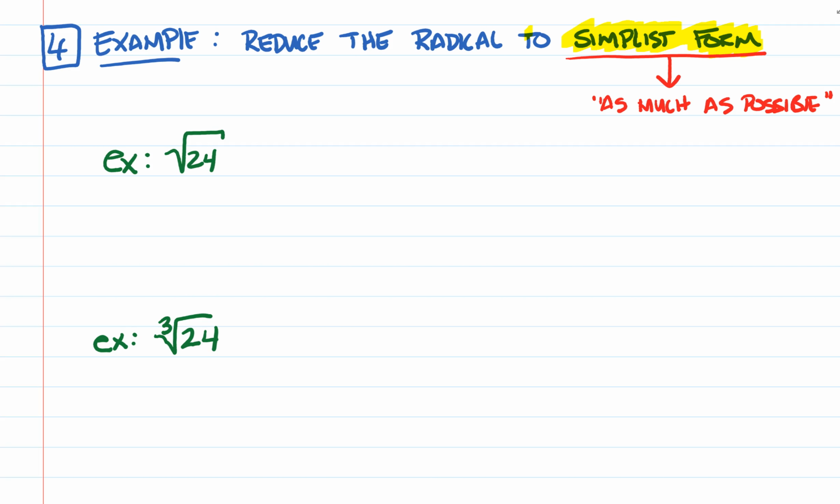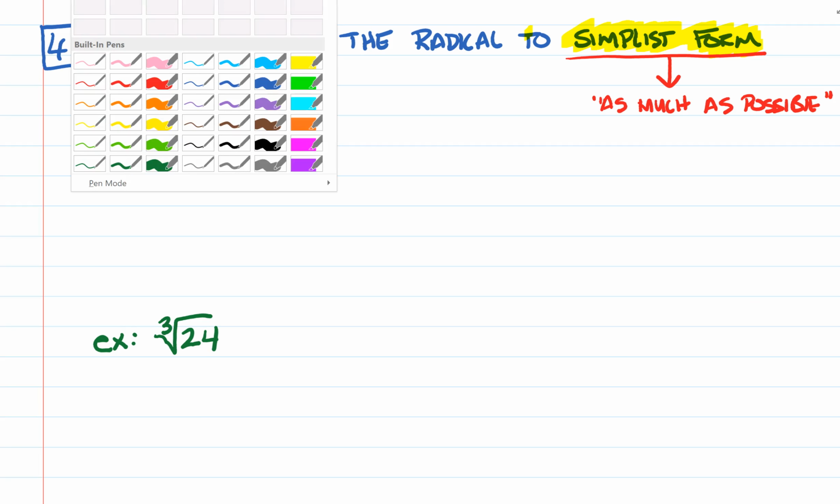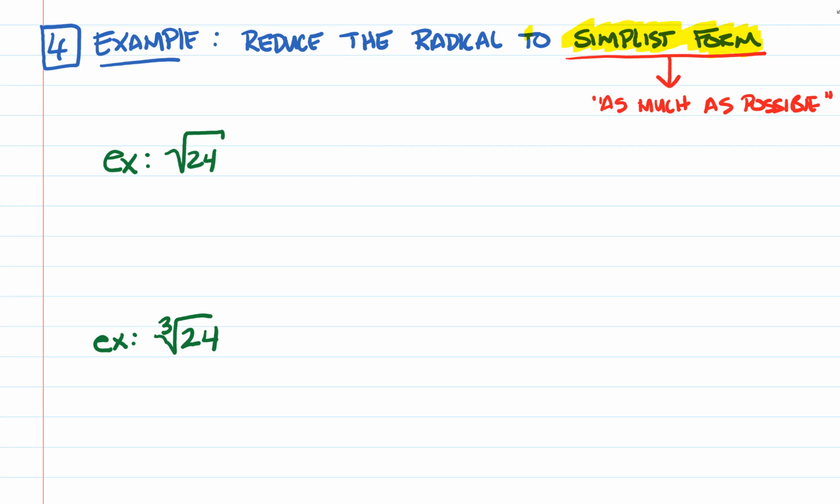Okay, box number 4 is an example. We're going to reduce the radical to simplest form. Simplest form just means as much as possible. Okay, so here is the idea. I'll do this in blue. The square root of 24 means that I am looking for the largest perfect square that's a factor of 24. So this is equal to, how about an 8 times a 3? Okay, that is true, that's 24, but neither one of those is a perfect square. So let's try something different.